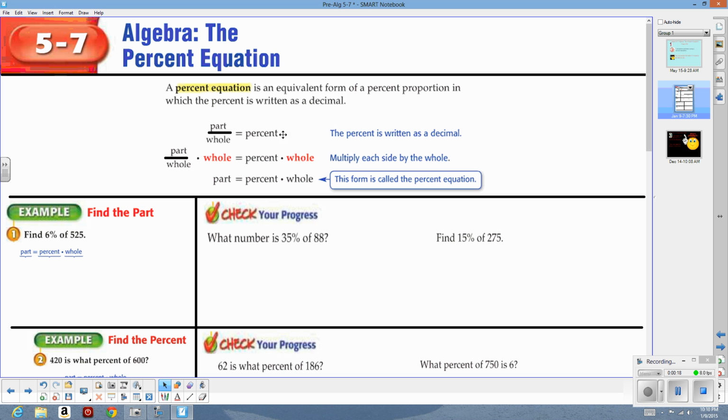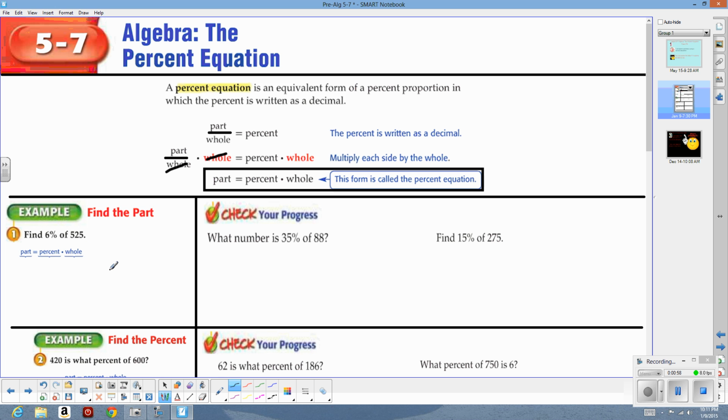So if I take both sides of this and multiply it by the whole, the wholes will cancel, and you have the part is equal to the percent times the whole. So this right here, you're going to want to make sure you have in your notes: the percent equation is the part is equal to the percent times the whole. And that percent you have to use in its decimal form.